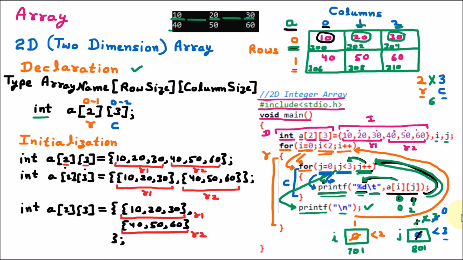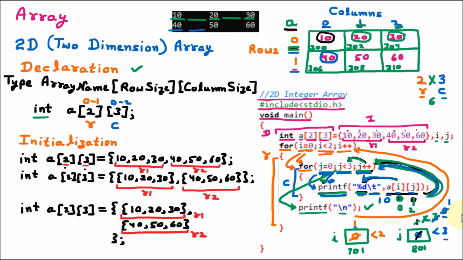Again coming inside, again printing on the screen. So %d will take the value from a[i][j], and we know that. So here the value of i is 1 and the value of j is 0. So here 1, 0, so a[1][0]. That means we are going to fetch the value which is 40. So this 40 value will be displayed on the screen. Then afterward \t, so here there will be a gap. Then afterward it will again come back because this is a loop. So afterward again j++.